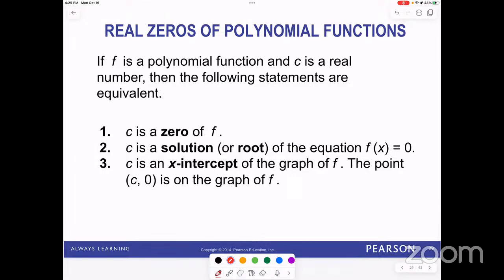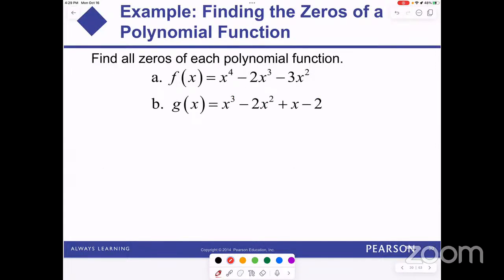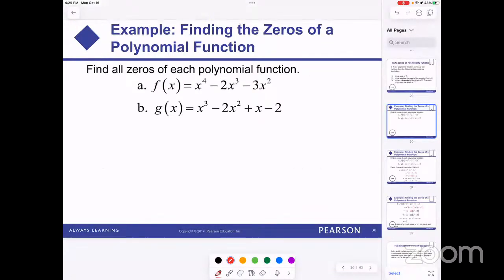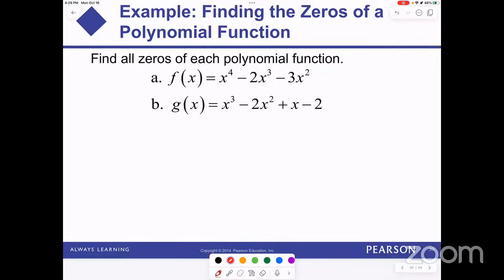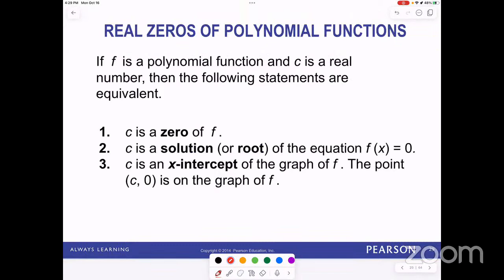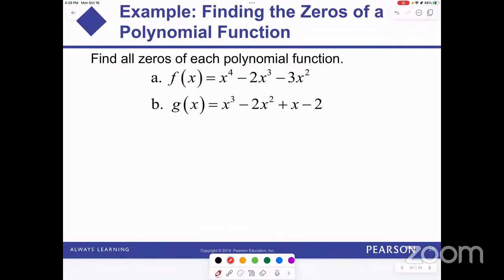Let's see. So here we're asked to find the zeros of each polynomial. Let me select this, duplicate. Yep, that works. I bet you're not working. Oh, you are working. Okay, thank you. Okay. So let's work on part A.